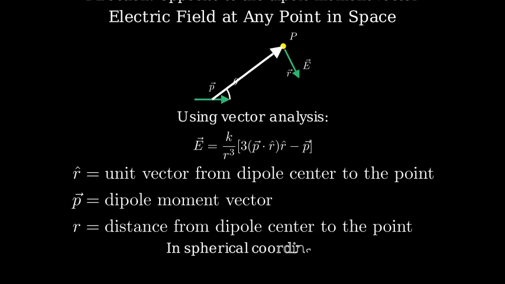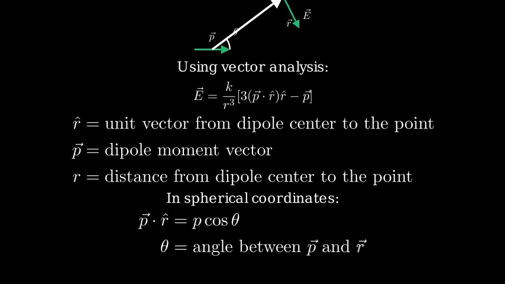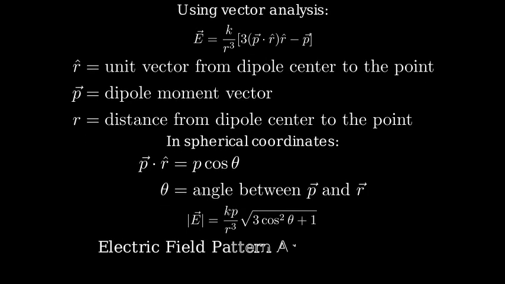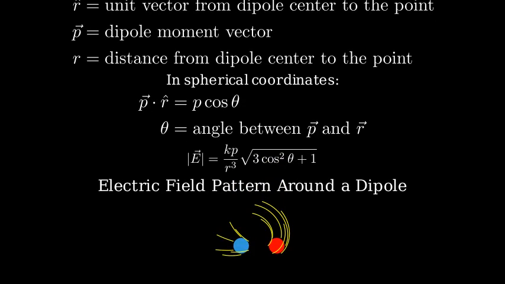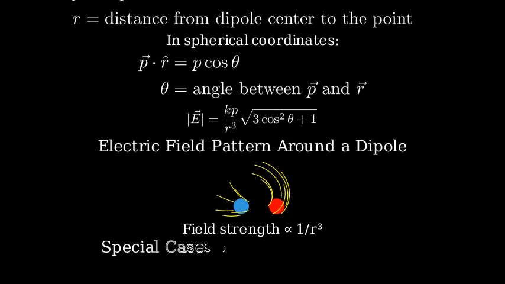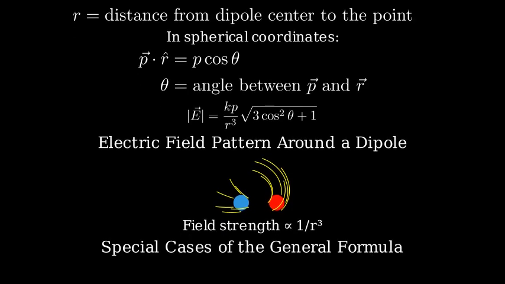In spherical coordinates, with theta as the angle between the dipole moment and the position vector r, the magnitude of the electric field becomes E equals k times p divided by r cubed times the square root of 3 cos squared theta plus 1. Let's visualize the electric field pattern around a short electric dipole. The field lines emerge from the positive charge and enter the negative charge, forming a distinctive pattern. The field is strongest near the charges and along the axial line, and weakens with distance according to the inverse cube law.